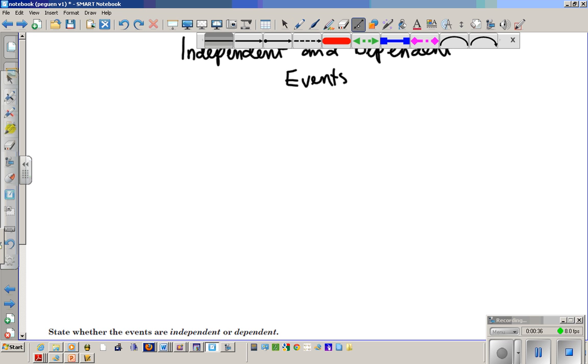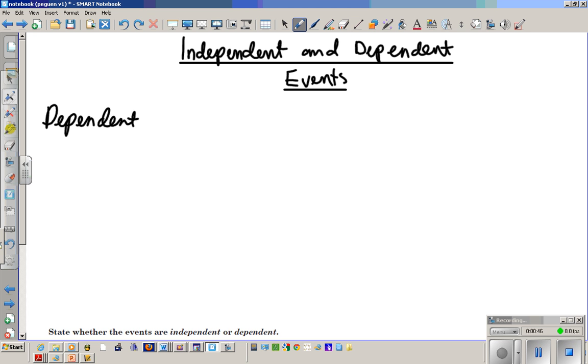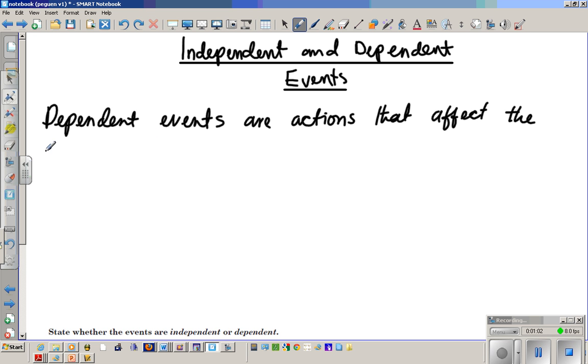All right. So dependent events are actions that affect the same set, the same bucket. I can put the word bucket. Okay, they're connected somehow.